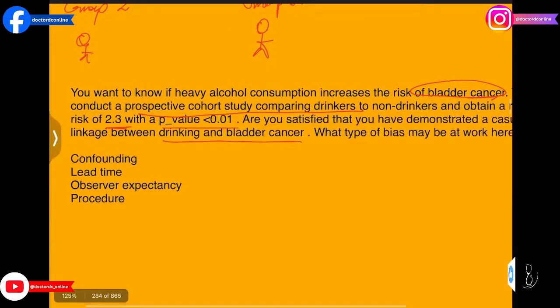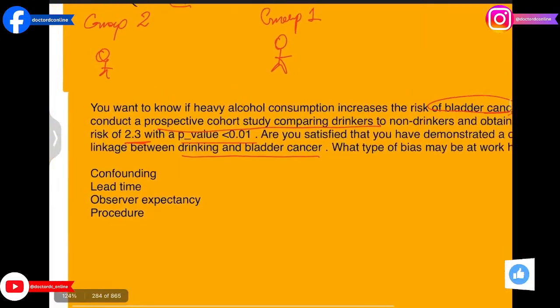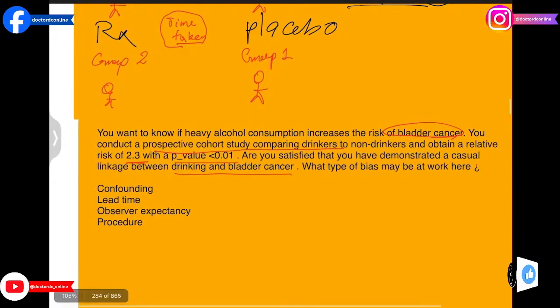A. Confounding bias. B. Lead time bias. C. Observer expectancy. D. Procedure bias. There you go. The answer is A. Confounding bias. Why? Because smoking is linked to both drinking and bladder cancer. So it could explain some or all of the observed association.